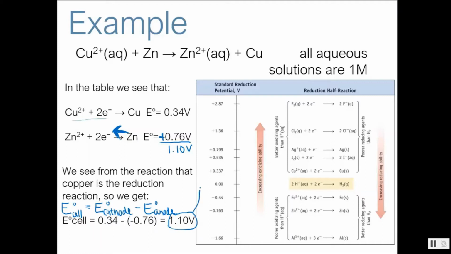So whichever way you feel more comfortable with, stick with that way. If you want to memorize E cell equals E cathode minus E anode, that would be fine. Or you could look at the reaction, see which one is your oxidation reaction, change the direction of that reaction by changing the sign, and then add those two together.